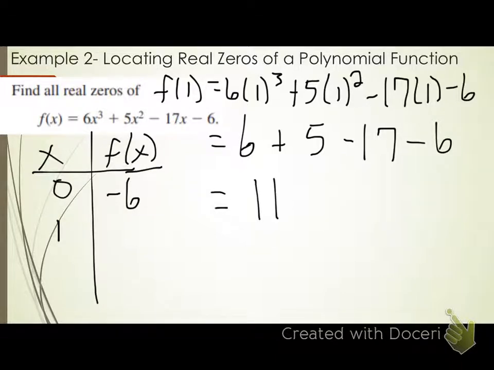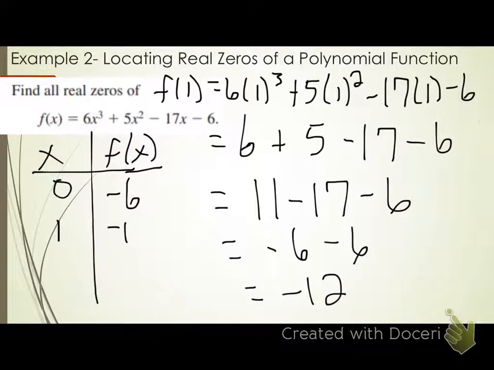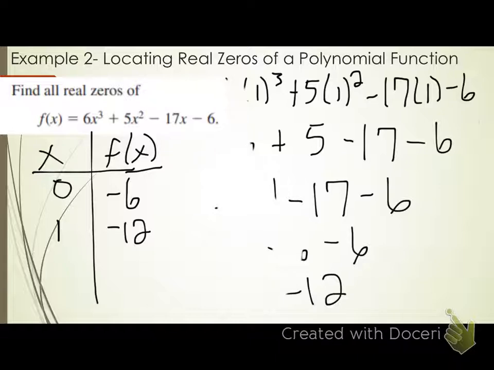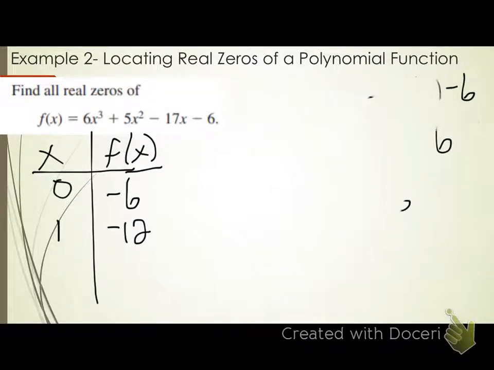6 plus 5 is 11. 11 minus 17 is negative 6. Negative 6 minus 6 is negative 12. I have another negative. That's okay. I can just keep plugging values in. Remember, I want a negative and a positive value.